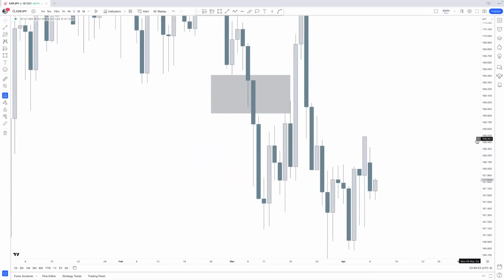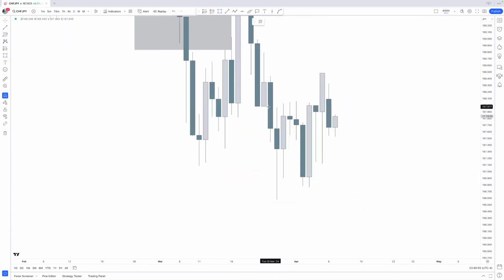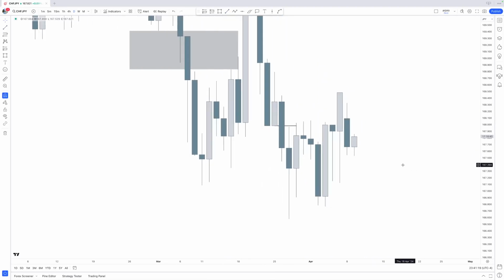On the daily right here, we see a very small fair value gap right there, which we can potentially continue lower from. It's overlapping with this order block right there as well. Now this right here creates a context area. And a context area is the premium array where you are expecting lower prices from, where you can go into the lower time frame potentially to look for your trade ID.